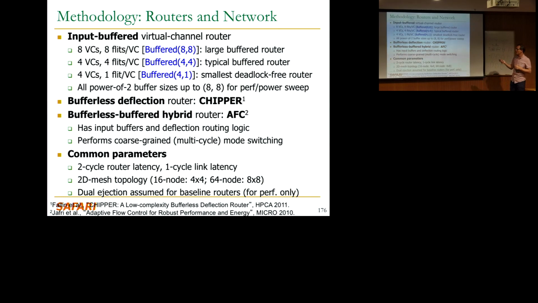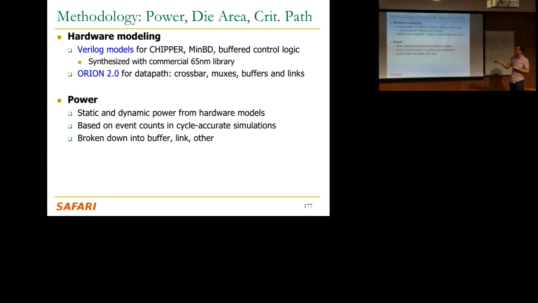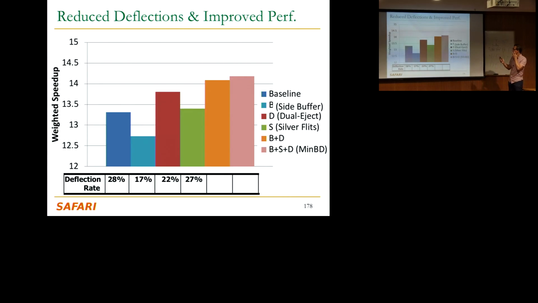And these are some common parameters that we have. Router latencies. We still look at 2D mesh. And we assume dual ejection for baseline routers for performance reasons. And we modeled everything again in Verilog, and power and area. So these are the deflection rates, basically. This is baseline, and these are three different components of the min-BD router. And min-BD router is the combination of all of those components. This is side buffer, dual ejection, silver flits, and side buffer plus dual ejection, and the min-BD. And this is the baseline. What is the baseline?